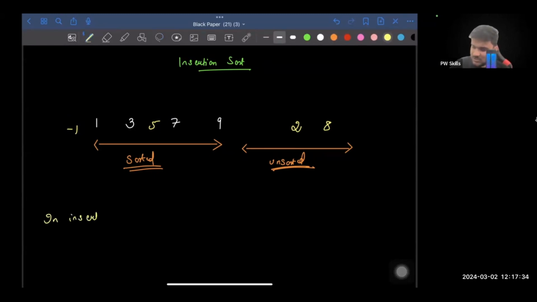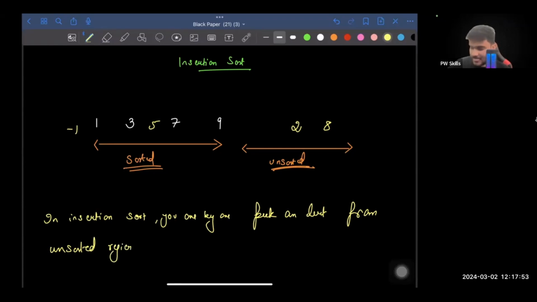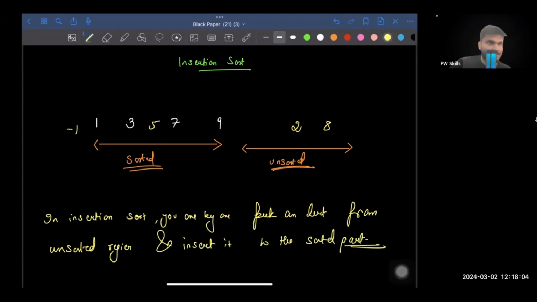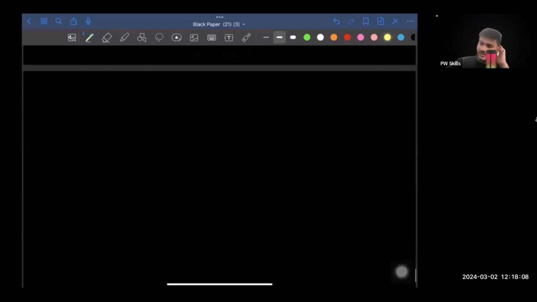So in insertion sort, you one by one pick an element from the unsorted region and insert it into the sorted part. Okay. Let's try to take an example.